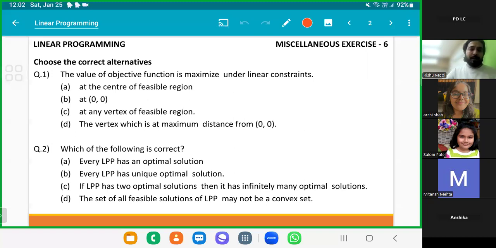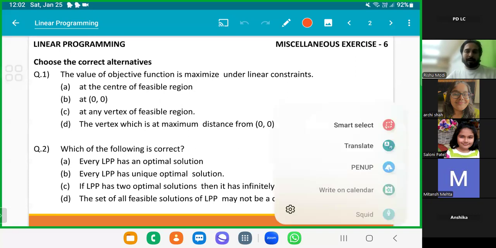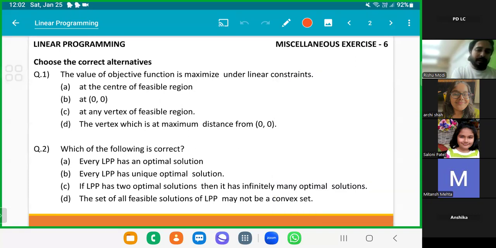So always remember your answer of the objective function, whether it is to minimize or maximize, will always be at any vertex of the feasible region. You cannot say it will be at 0, 0. It cannot be at the center. It cannot be at a fixed distance from 0, 0, but it will be at any vertex of the feasible region.